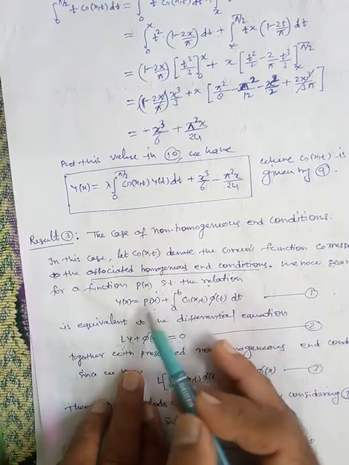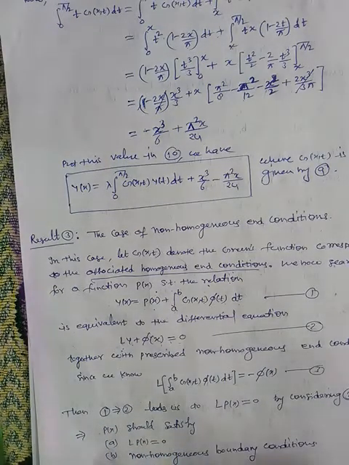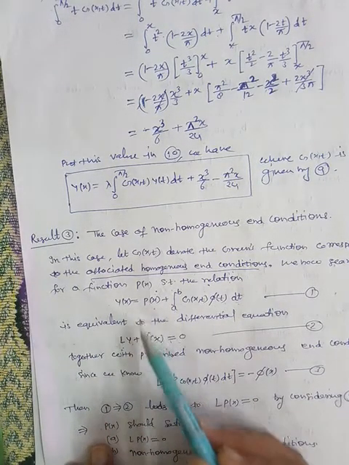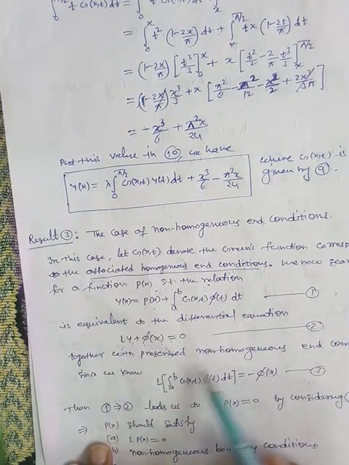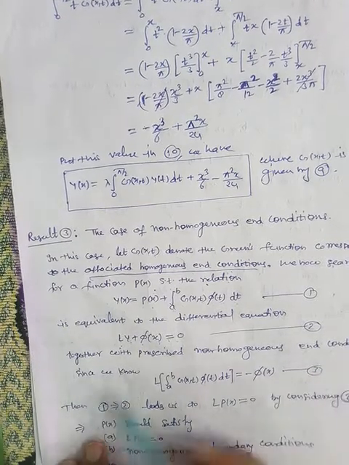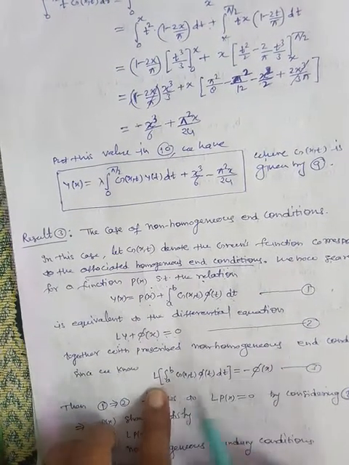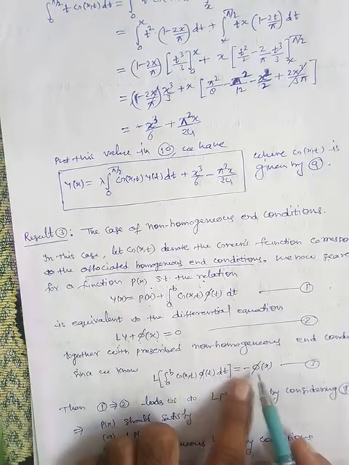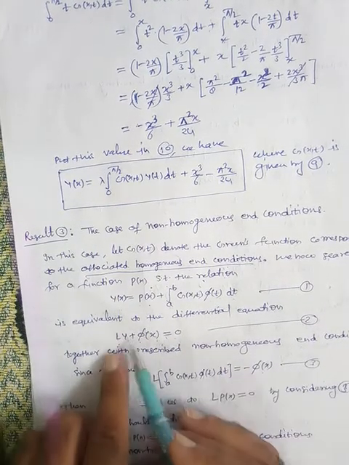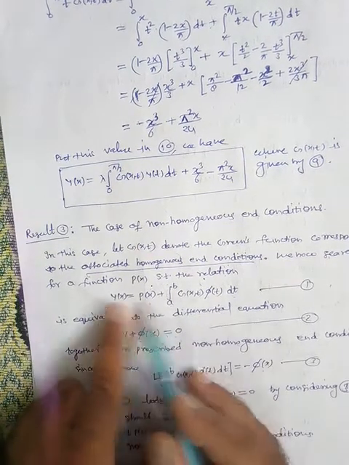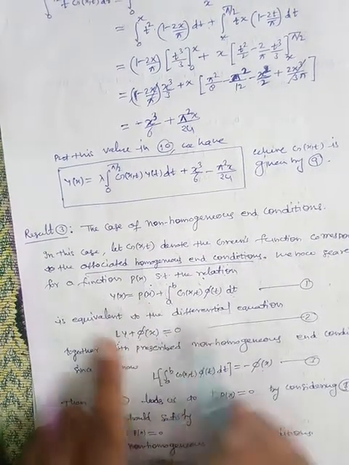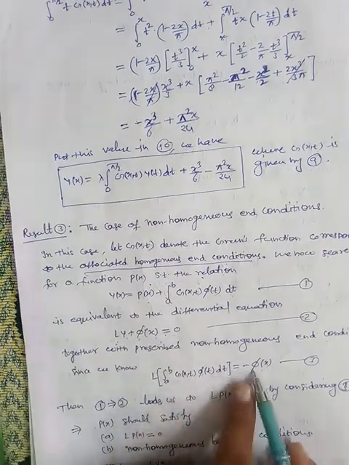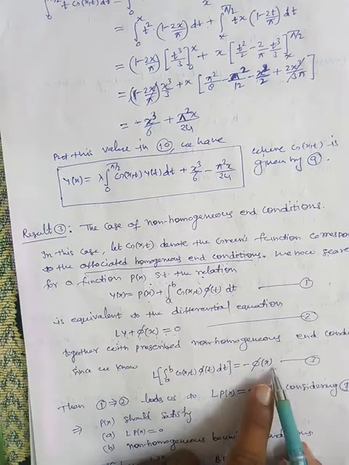So px should be 0. Okay, so this means when we put this into this equation together with the prescribed non-homogeneous boundary condition, we get L of this part. L of this part will be what? Minus phi x. Okay, so L of y is what? When we put it in, this should be equal to minus phi x.